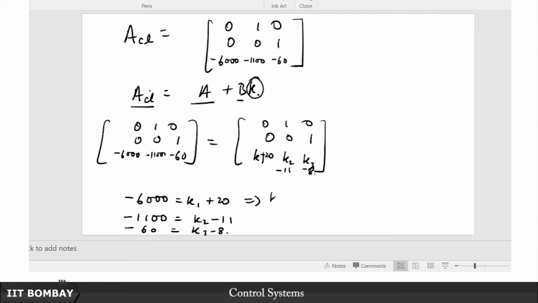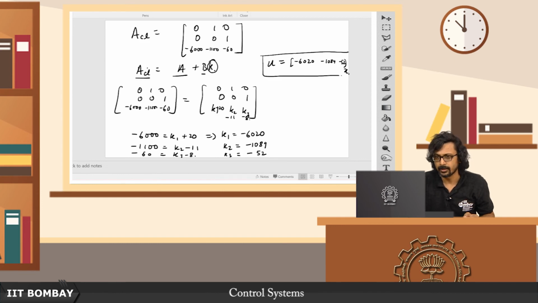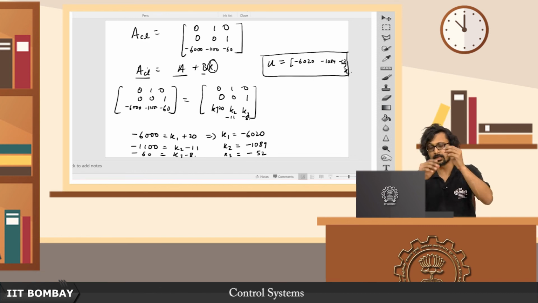So this leads me to conclude that K1 is equal to minus 6020, K2 is equal to minus 1089, and K3 is equal to minus 52. So basically my control strategy U is going to be minus 6020, minus 1089, minus 52 times x, that is my desired answer, right. Now you might say I had it very easy here, I just chose it in the controller canonical form.